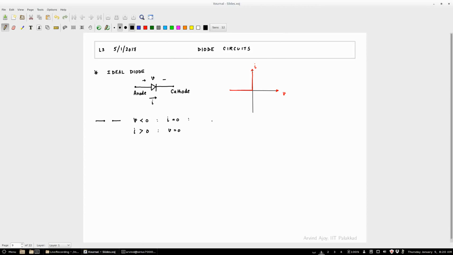So it's actually easier to write it this way: when I is greater than 0, V is equal to 0. All right. So if I were to keep this as a two-terminal device, right, this is effectively, is it an open circuit or a short circuit? Right? So this is an open circuit. Yes.